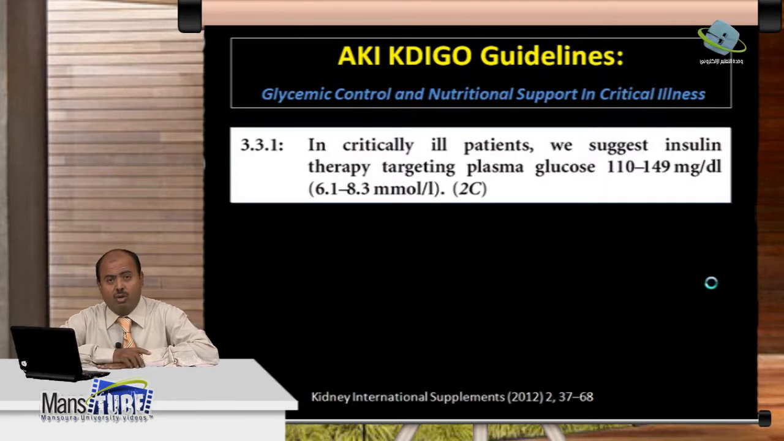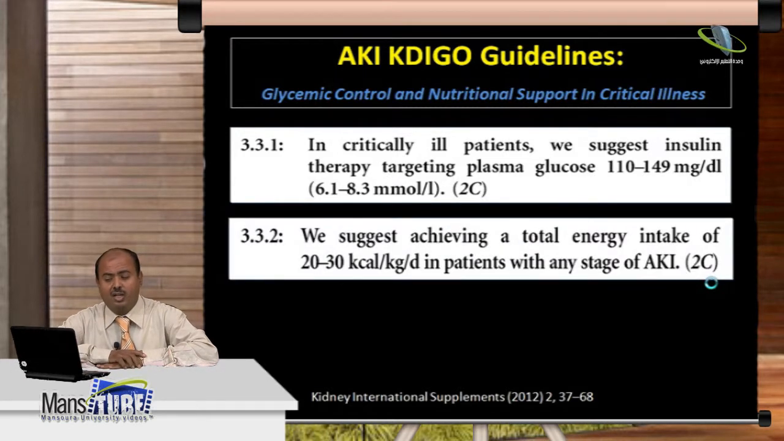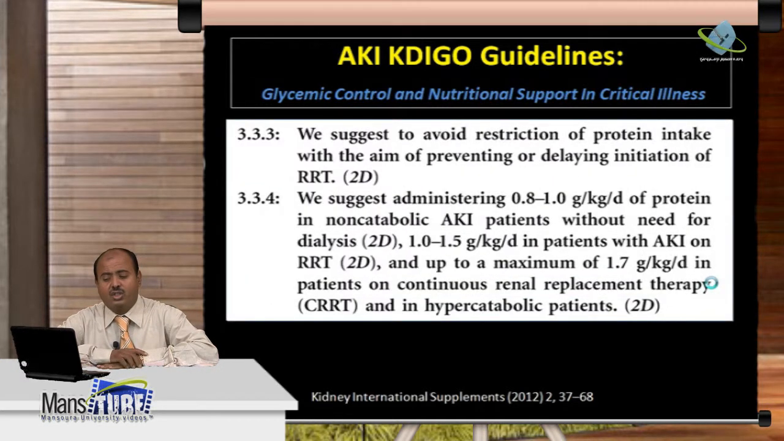Regarding the glycemic control and nutritional status of patients with acute kidney injury, in critically ill patients, the guidelines suggest insulin therapy targeting plasma glucose between 110 and 149 and avoiding hypoglycemia. They suggest achieving a total energy intake of 20 to 30 kcal per kg per day in patients with any stage of acute kidney injury. The guidelines also suggest avoiding restriction of protein intake with the aim of preventing or delaying initiation of renal replacement therapy.